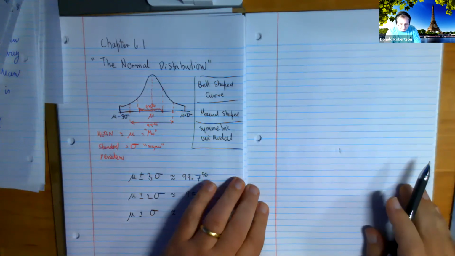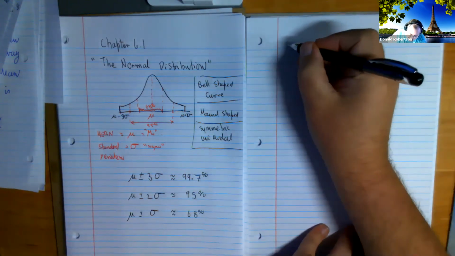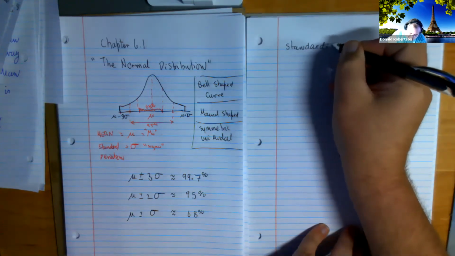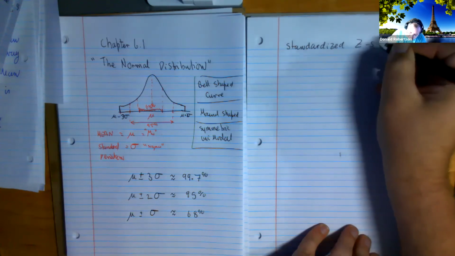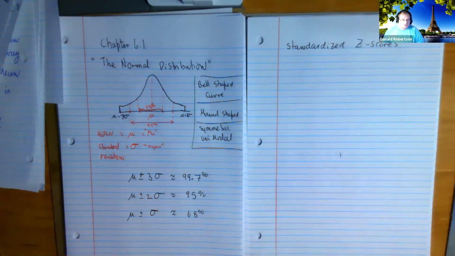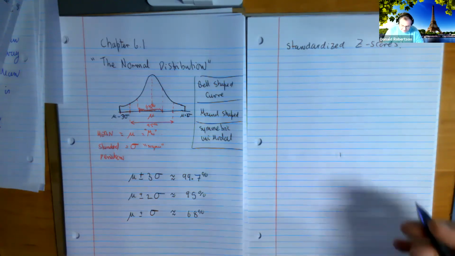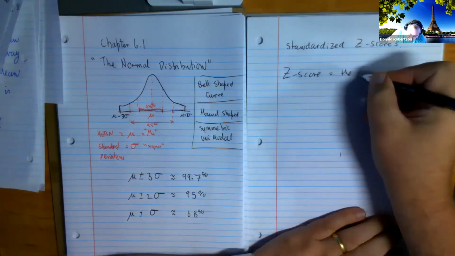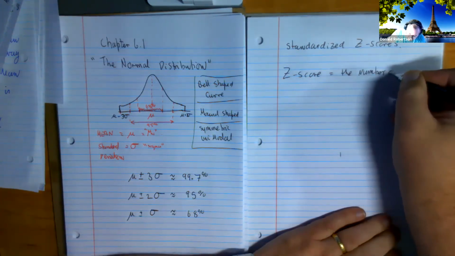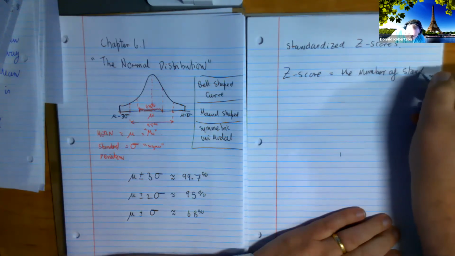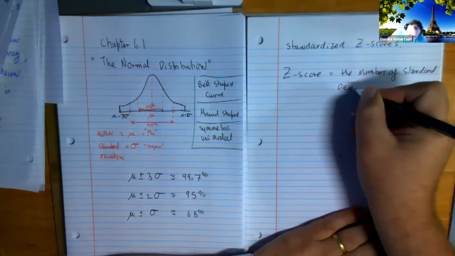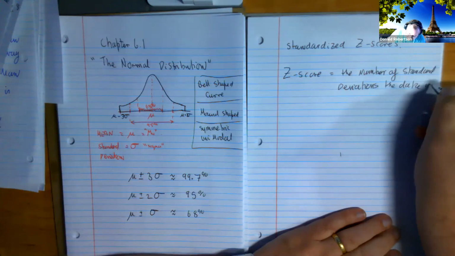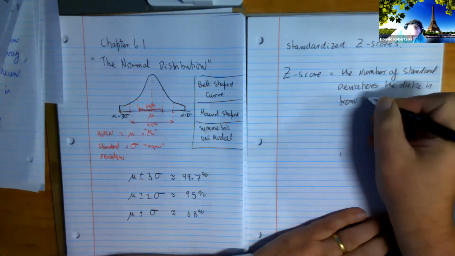Then we'll move on to the next part of 6.1, called standardized z-scores. Actually, everybody just calls them z-scores. So what is a z-score? A z-score is a number, and it's the number of standard deviations the data is from the mean.